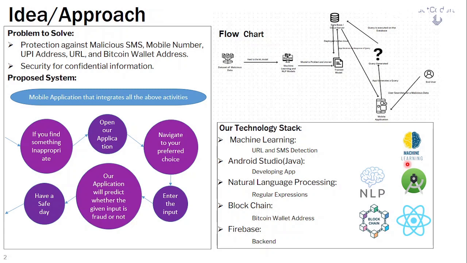In our proposed system, if a user finds something unusual or inappropriate, he will open our application and navigate according to his preferred choice. On a given day he might get a call from an unknown number, or he might get an SMS from an unknown address. He will choose his preferred option. After entering the input, the architecture we have deployed will try to detect whether the given input is false or not. After successful verification, he can proceed if it is fraud free, and if not, he might complain to higher authorities.